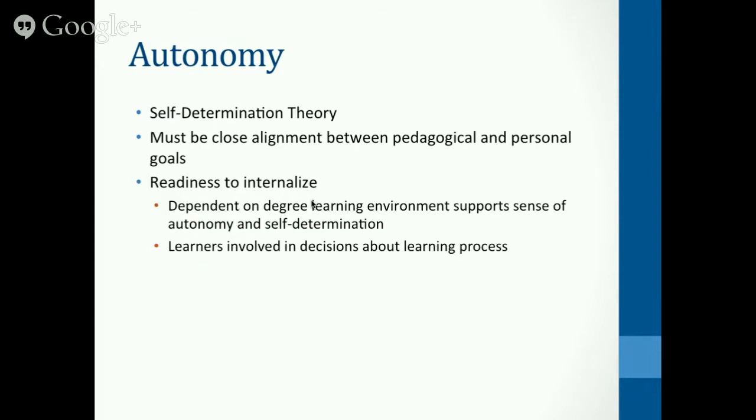Yeah, so like I said, it's related to self-determination theory. And so autonomy must be closely aligned. There must be a close alignment between pedagogical and personal goals. In order for there to be a truly autonomous individual, the pedagogical goals have to match the personal goals. If the personal goals are not in line with the pedagogical goals, then there's a tension between the two. And we'll talk about that in a second.